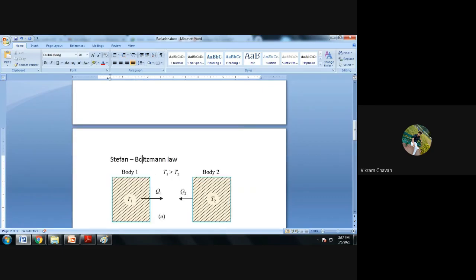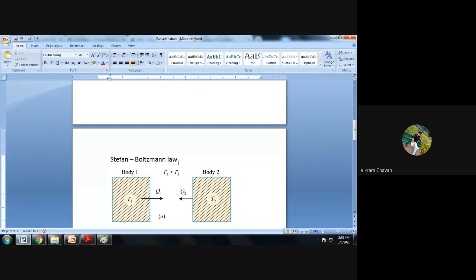So there are many laws. Kelvin law, then cosine rule. There are many laws about radiation, but the basic law we are going to discuss here is the Stefan-Boltzmann law, which is considered the governing law for radiation.